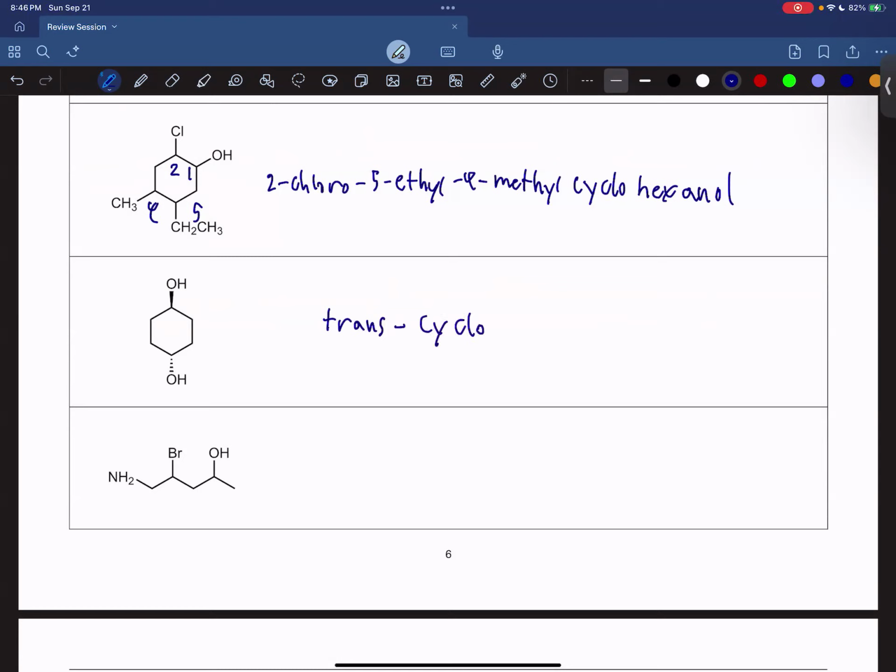Cyclohexane, because now we have two, so we're going to write 1, 4 diol.